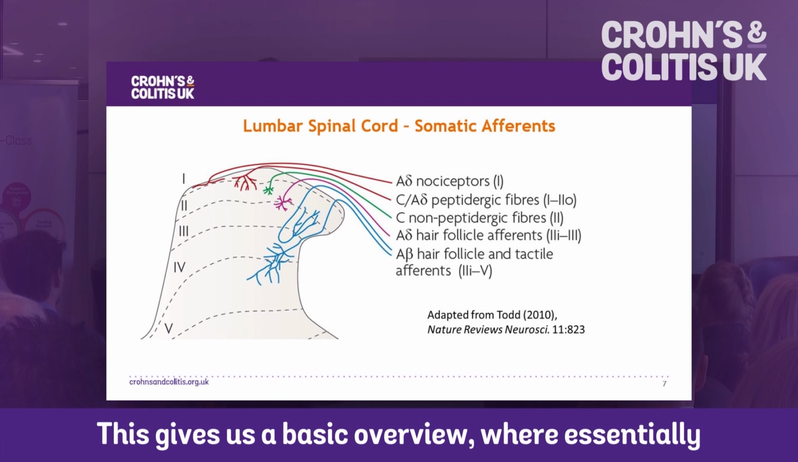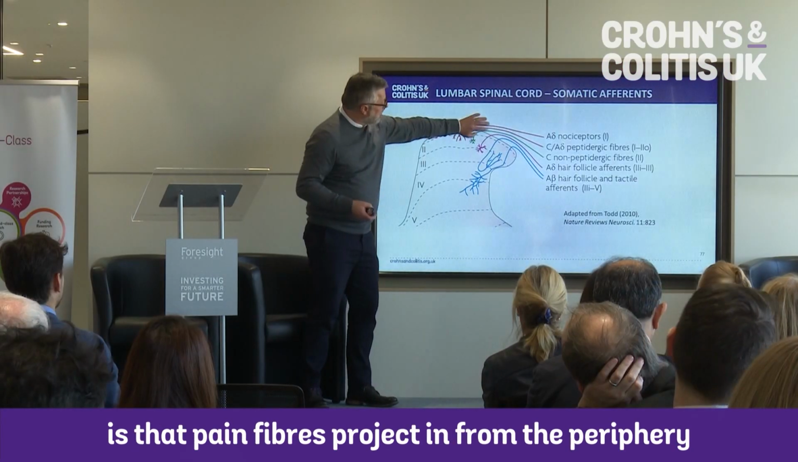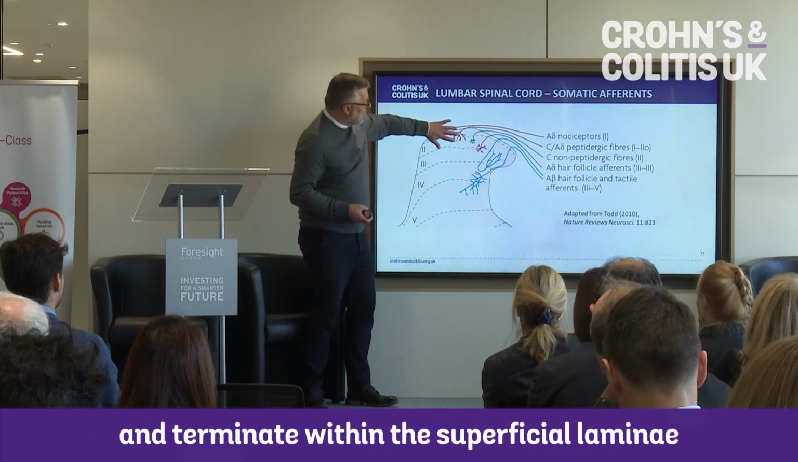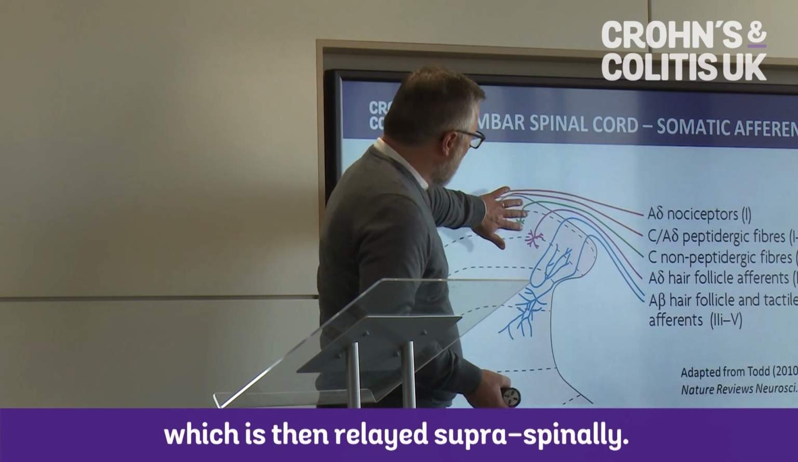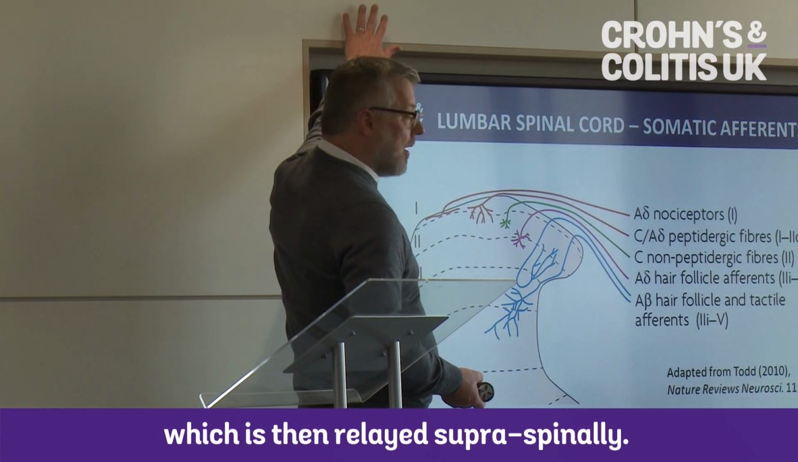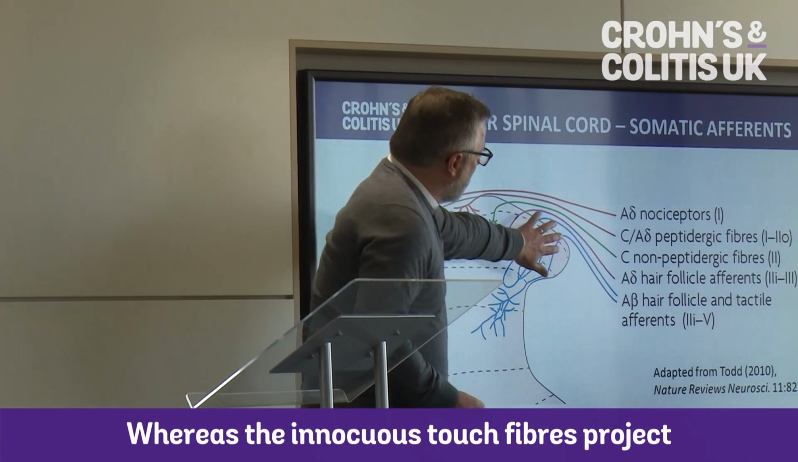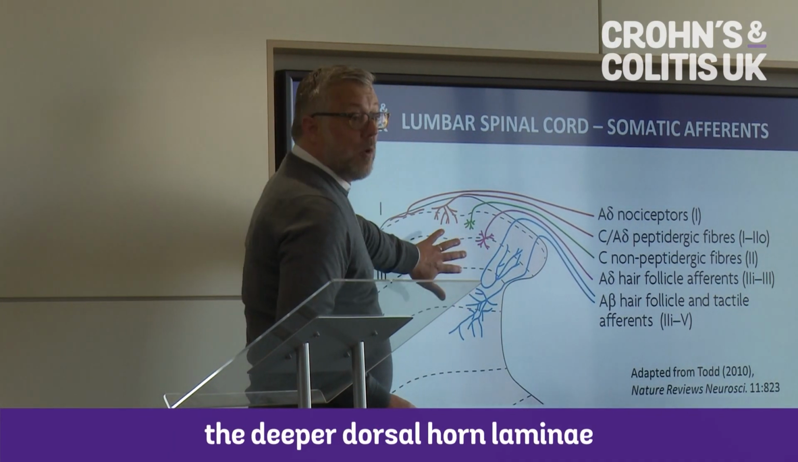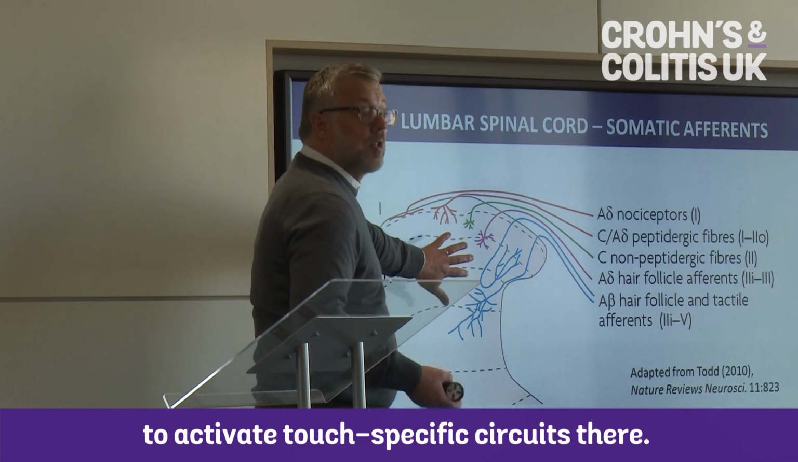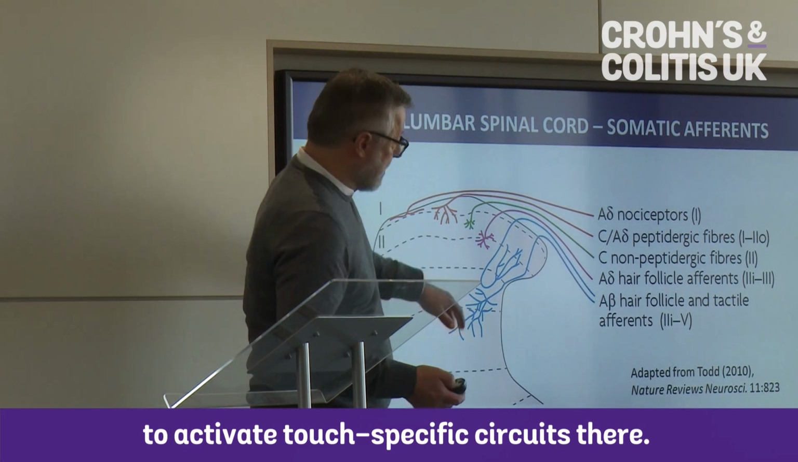This gives us a basic overview, where essentially what we see is that pain fibers project in from the periphery and terminate within the superficial laminae of the spinal cord, activating pain centers, which is then relayed supraspinally. Whereas the innocuous touch fibers project in from the periphery and arborize within the deeper dorsal horn laminae to activate touch-specific circuits there.